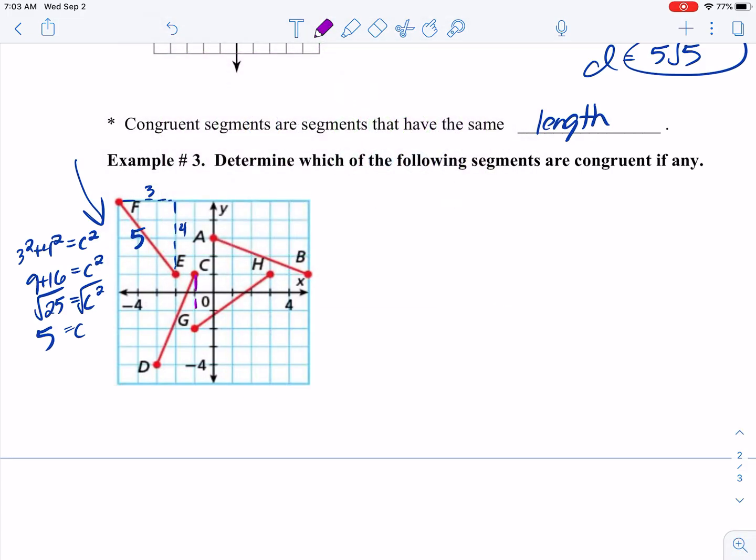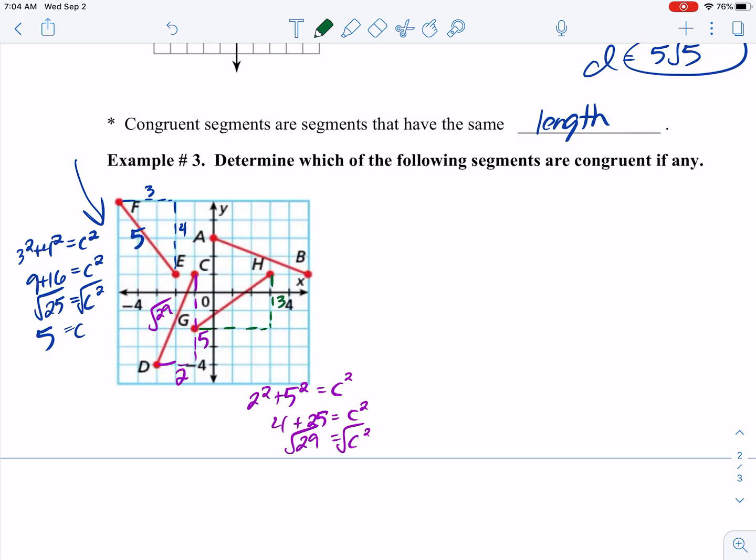Let's try the length of CD. 2 and 6. Or sorry, I believe that's 2 and 5. 2 squared plus 5 squared equals c squared. So 4 and 25 gets us 29. 29 is a prime number, so we can't simplify any further. We leave it as root 29. So far, we don't have congruent segments. 5 and root 29, definitely not the same number, so not the same length.